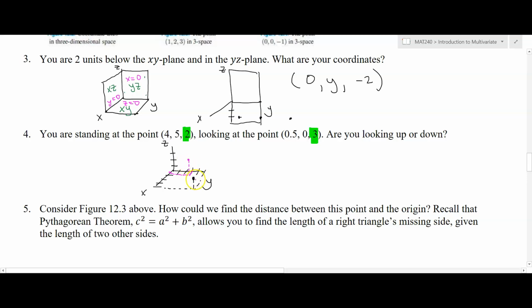And so in order to be looking from this point to this point over here, I'm going to be looking up because it's higher off the ground. So we are going to be looking up.